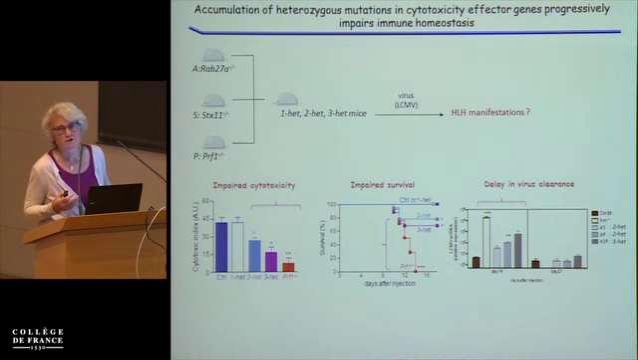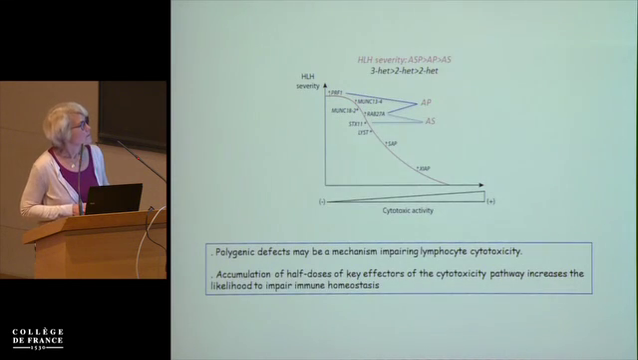And in contrast to mice with biallelic mutation in any of these genes which affect the cytotoxic pathway, which are unable to clear the virus, these mice with monoallelic mutation in 2 or 3 genes are able to clear the virus, but there is a delay in virus clearance. And thus, this finding shows that polygenic defect may also be a mechanism that impairs lymphocyte cytotoxicity, and that accumulation of half dose of key effectors of the cytotoxic pathway increases the likelihood to impair immune homeostasis.